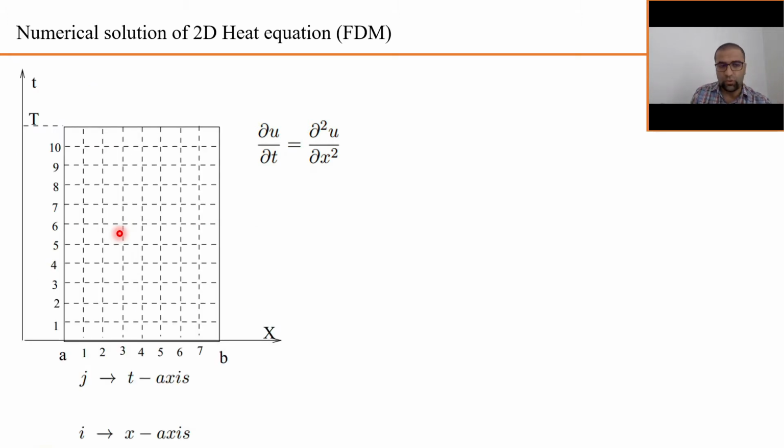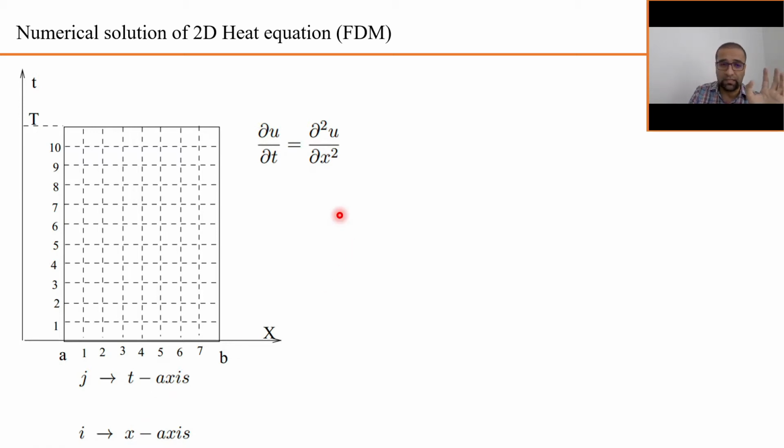As usual, if you look at my previous video, you know that in solving a partial differential equation using finite difference, we should discretize our domain. Here we see the discretization between a and b, this is the x coordinate, this is the time coordinate, and here the value of t. Here the function u is our temperature. So we assign j to the t-axis and i to the x-axis.